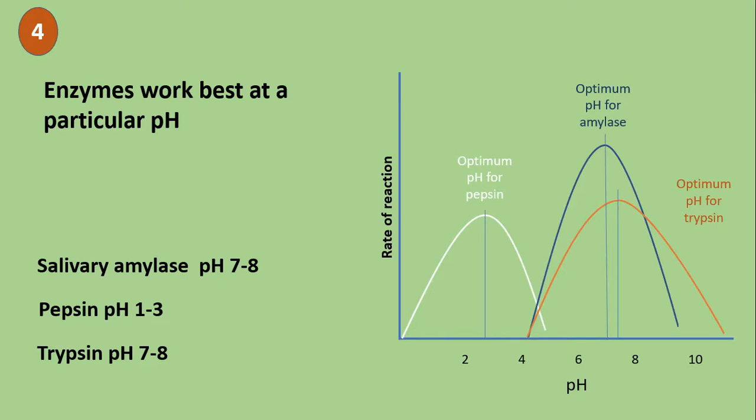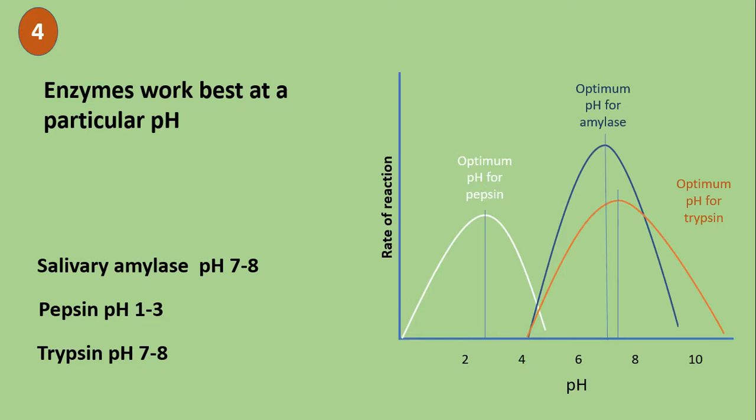Enzymes work best at a particular pH, and we refer to this pH as the optimum pH. While the enzymes might be working in a range, salivary amylase will work at a pH of about 7 to 8, pepsin at a pH of 1 to 3, and trypsin, which is found in the small intestine, will work at about 7 to 8.